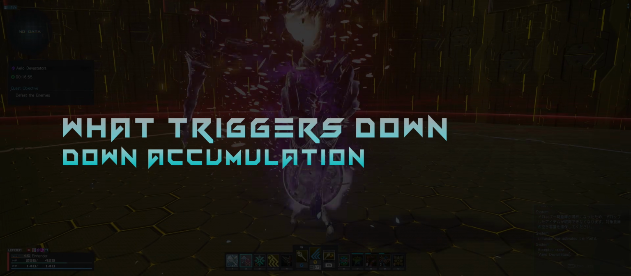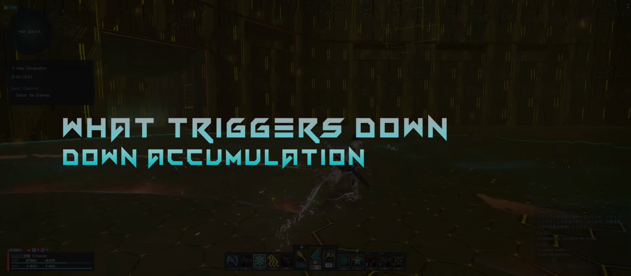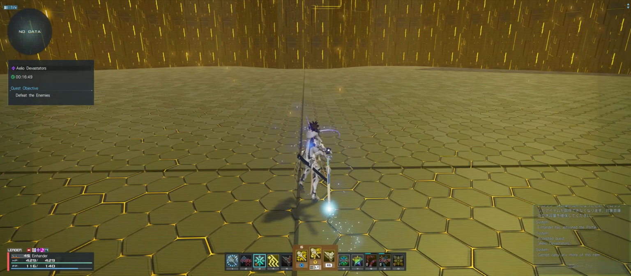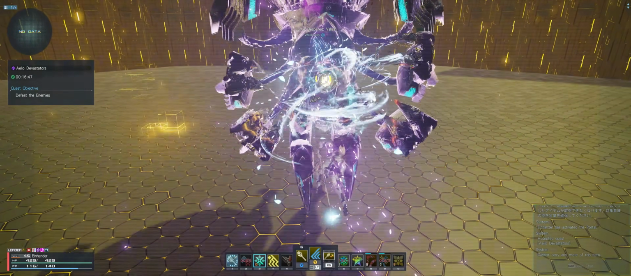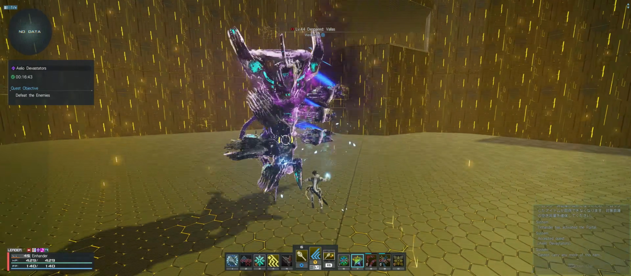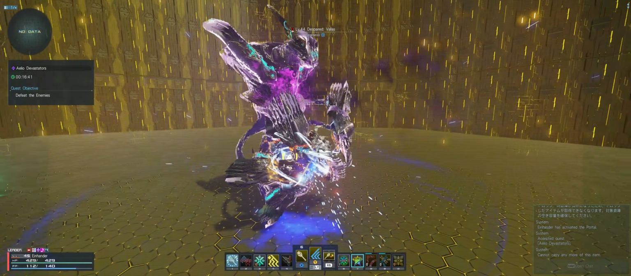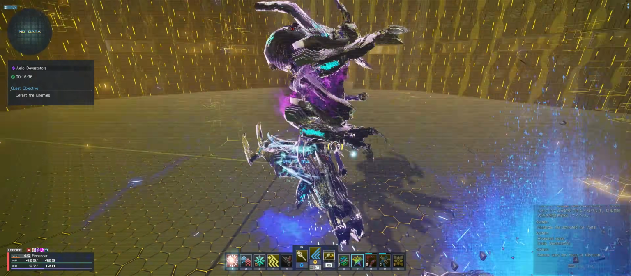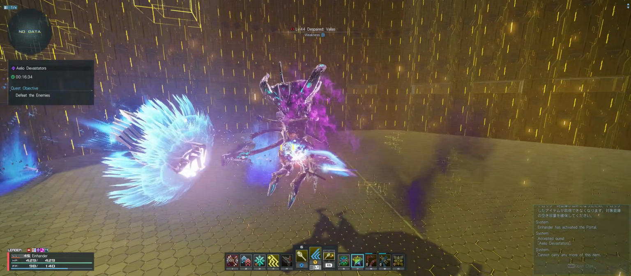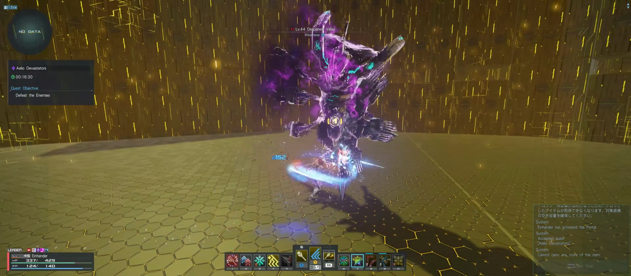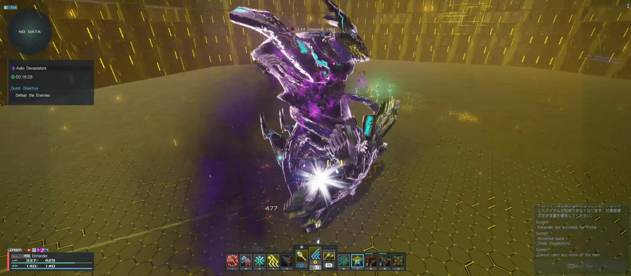What triggers a down state? After doing a certain amount of down damage, also referred to as down accumulation, to an enemy, a certain threshold will be met, resulting in the boss being stunned for some duration of time, which can vary. Of course, that stun is going to either be the elemental down or the physical down. There is a key difference between physical and elemental downs. For elemental downs, no matter where you attack, elemental down accumulation will occur.